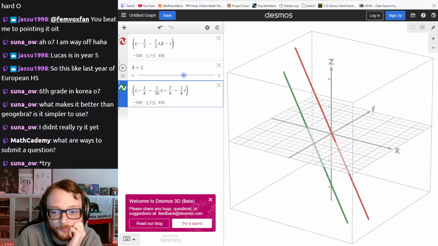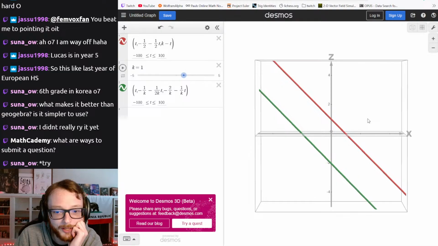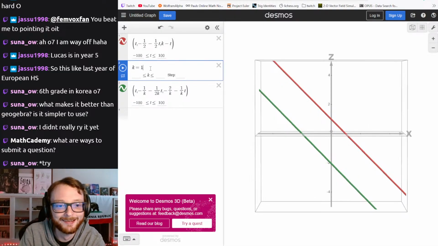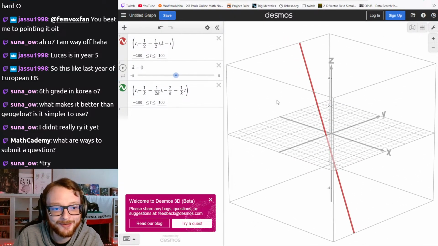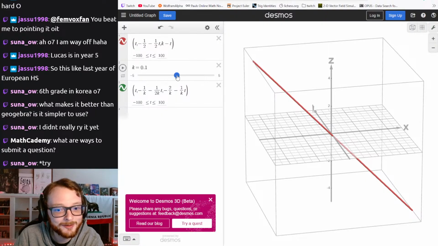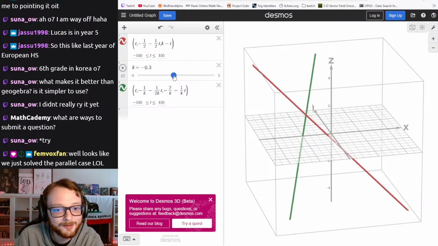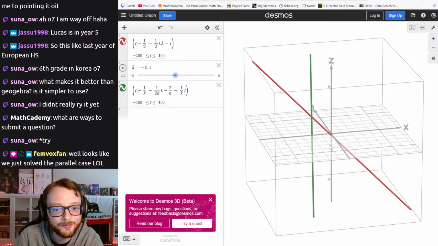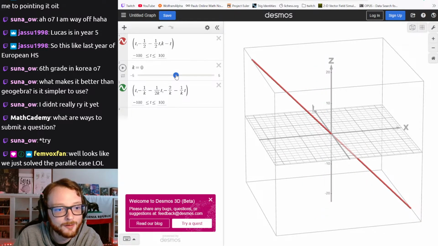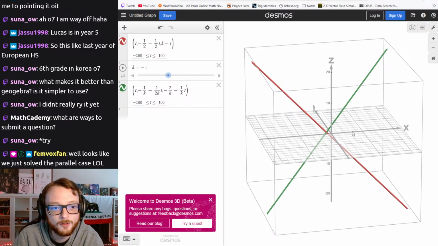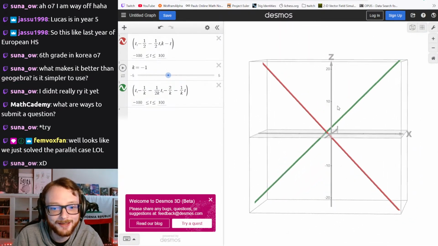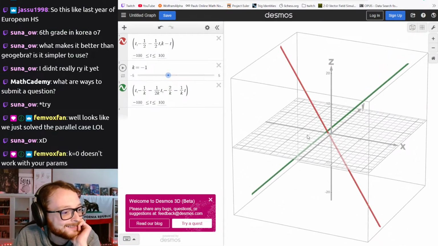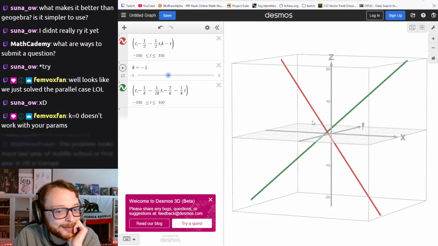So I said k is 0 or minus 1 for intersection. I think we're seeing a parallel case right here. k equals 0. Is that the same line? I can't tell, or if I'm just zoomed out wrong. It seemed like the same line, which I feel like should be more obvious than it is. Oh, we found a perpendicular case. Hey, look at that. k equals 0. Oh, you're right. k equals 0 is undefined.